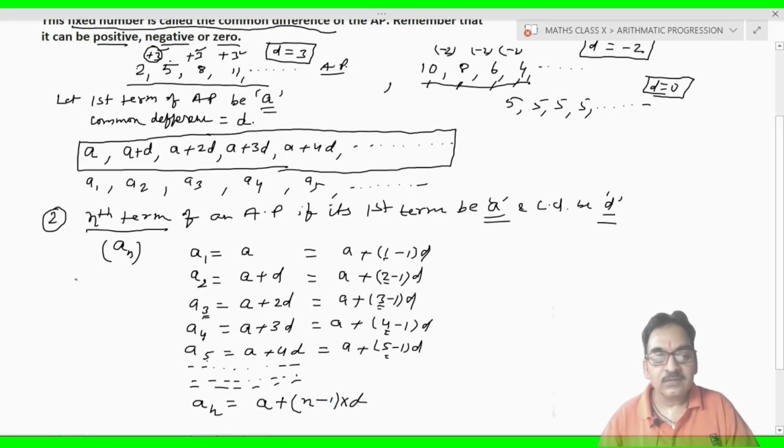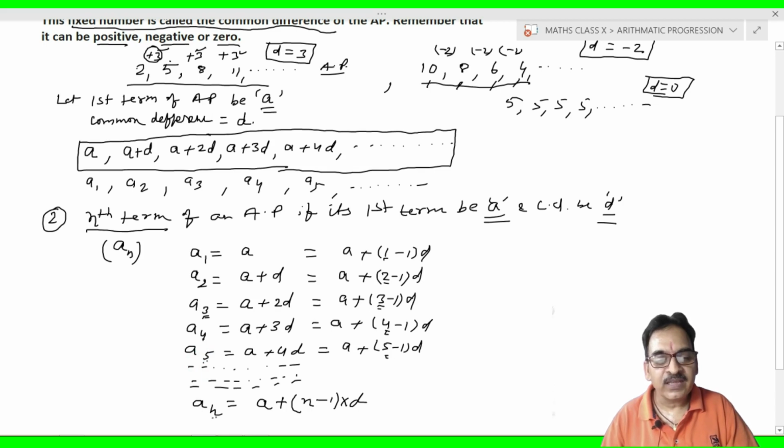So what we have got? We got that here a1, a2, a3, a4, a5. Here is an. For this 1, here is 1 minus 1. For second term 2, 2 minus 1. Third term a3, 3 minus 1. Fourth term a4, 4 minus 1. Fifth term a5, 5 minus 1. Okay, whatever the term we want to find, that number minus 1.